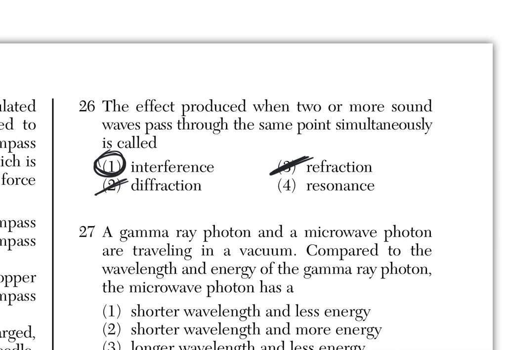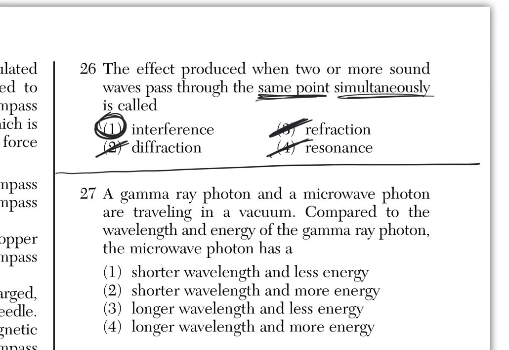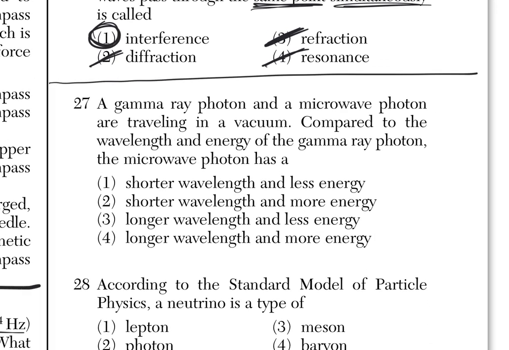But when you have two waves passing through the same point simultaneously, they will interfere with each other. So 26 is 1. That's the definition of interference. Okay. I'm going to break here. I'll come back later. Okay, 27.